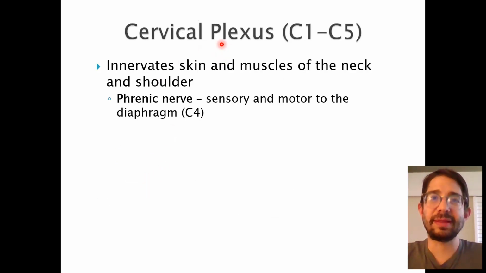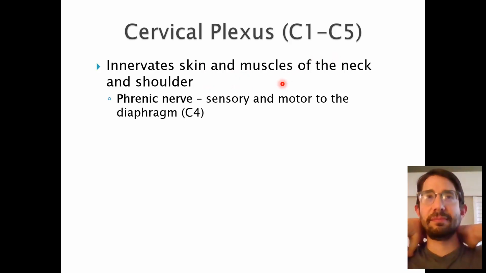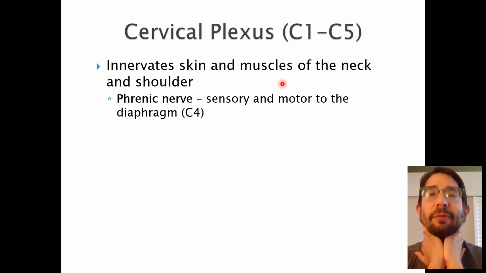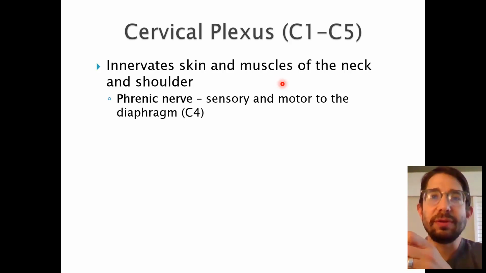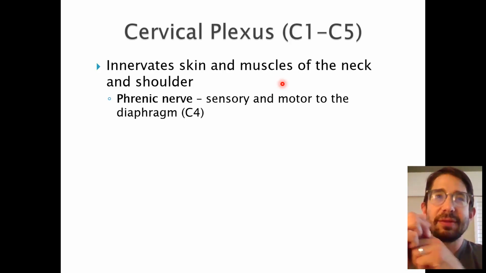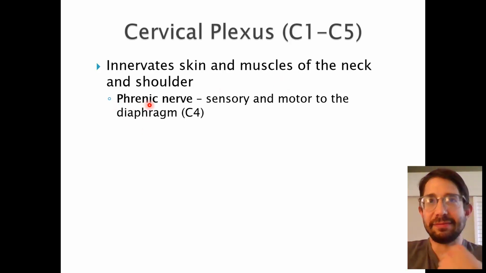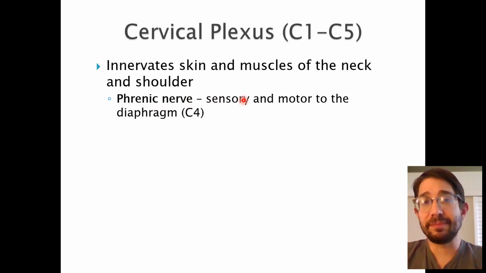So let's look at the cervical plexus first, found in the first 5 pairs of spinal nerves. This plexus innervates the skin and muscles of the neck and shoulder, so that makes sense based on its name. And we'll just learn one critical nerve from that plexus called the phrenic nerve. Phrenic literally means diaphragm, and so it's going to and from the diaphragm. To and from, meaning it's bringing sensory information from your diaphragm, and it's sending motor commands to your diaphragm.